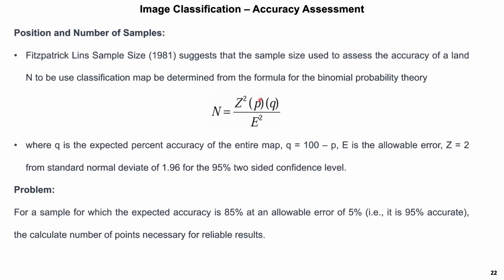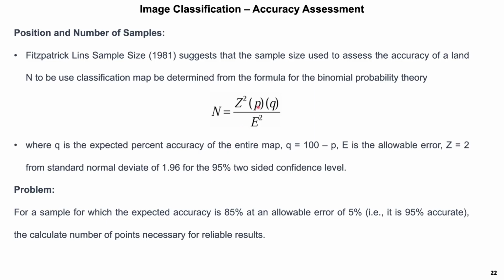Here, P is the expected percentage accuracy of the entire map, and Q is 100 minus P, and E is the allowable error, which is user defined, and Z is the standard normal deviate for a 95% confidence level.